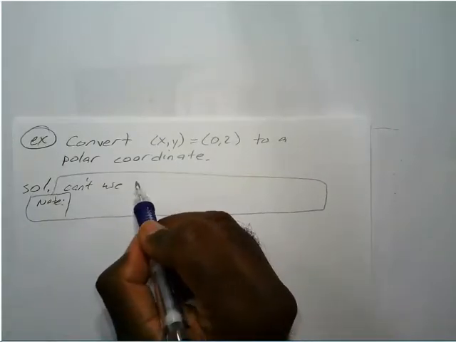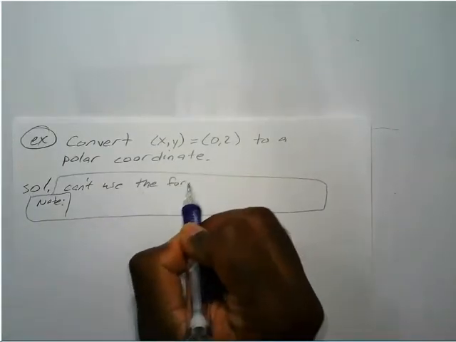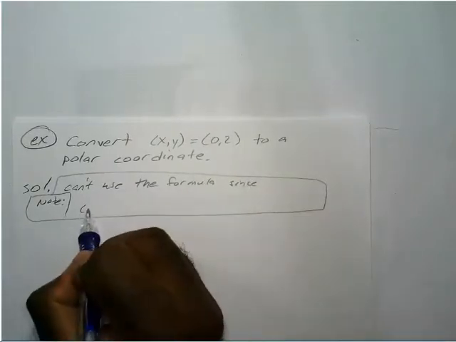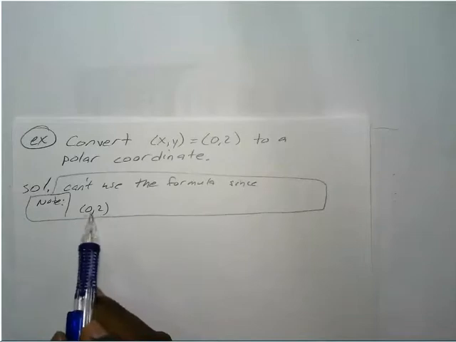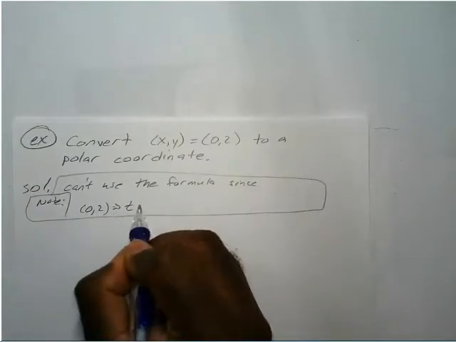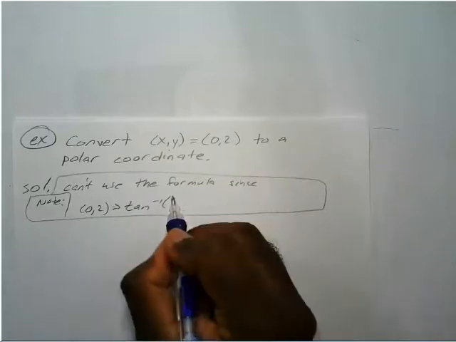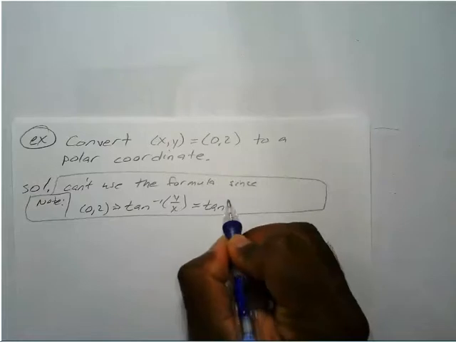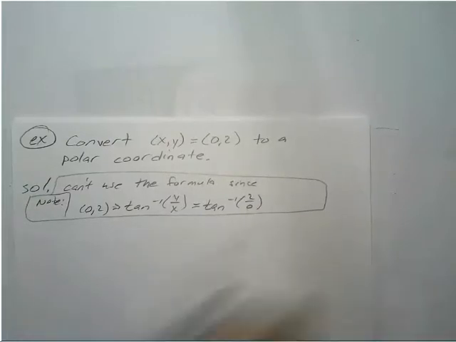We can't use the formula since, if you have the point (0, 2), remember, that's your y, that's your x. So you have tangent inverse of y over x equals tangent inverse of 2 over 0. You all know that if you have a denominator of 0, then everything is going to go into chaos. You can't have a denominator of 0.